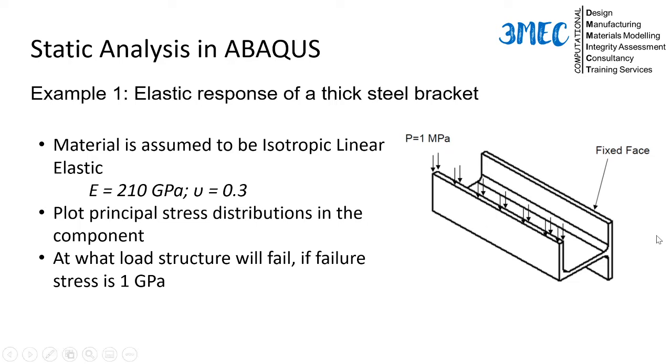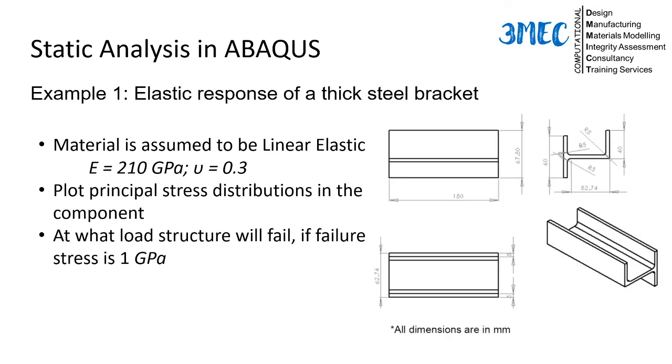As you can see here, our bracket has a fixed face on this side, while on the other surface here we have a pressure of 1 megapascal, and we need to find out at what load my structure will fail if the failure stress is 1 gigapascal. Again, we are given the strength value times the factor of safety here, so we really don't need to compute that on our own in this case.